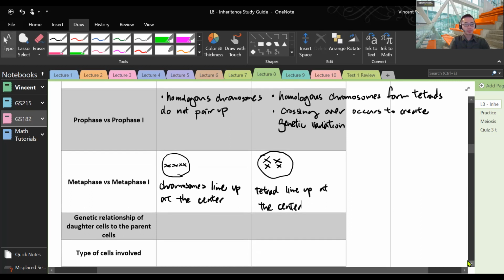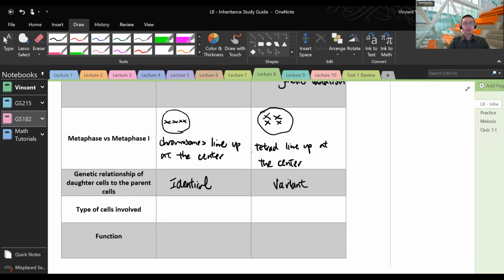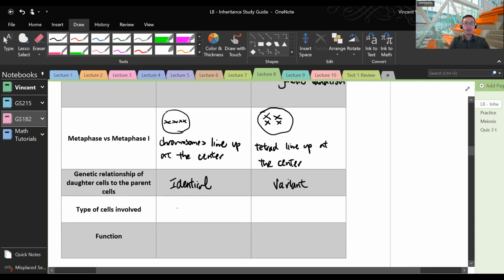Okay, next one. Genetic relationship of daughter cells to parent cells are identical. Whereas over here, it is variant, not the same. Type of cells involved, basically anything that's not germ cells. So somatic cells. Somatic cells means bodily cells. Of course, there are exceptions, but like brain cells, they don't divide, right? Okay, somatic cells. Germ cells.